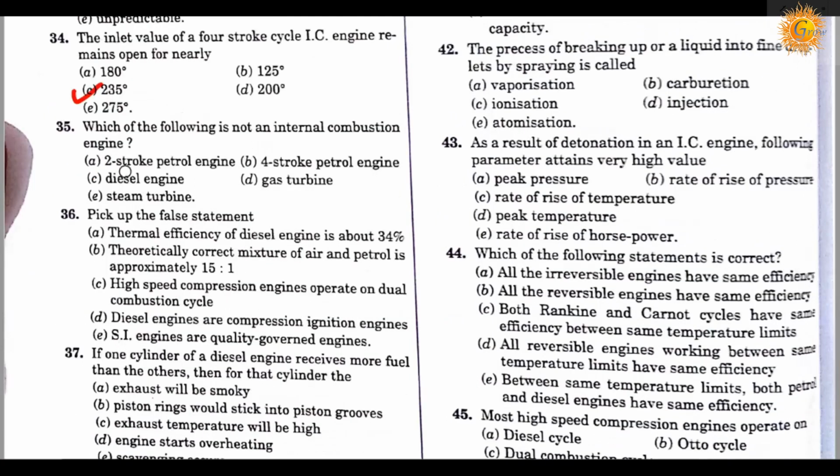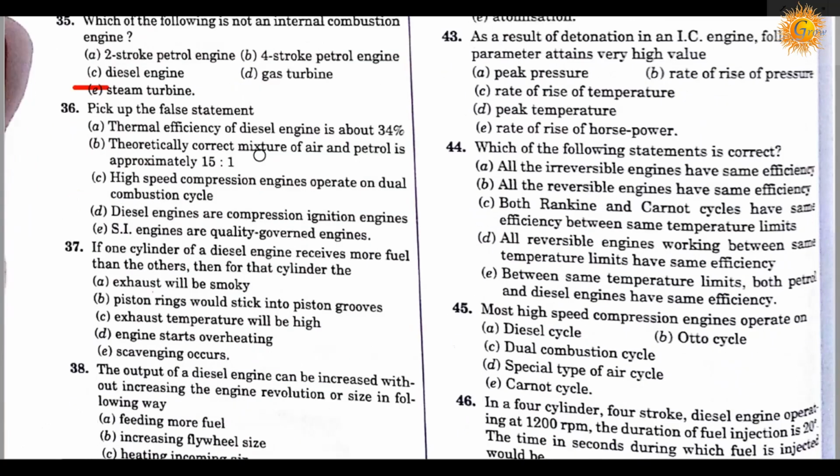Question number 35. Which of the following is not an internal combustion engine? Option A 2-stroke petrol engine, option B 4-stroke petrol engine, option C diesel engine, option D gas turbine, option E steam turbine. So the correct answer is E, because steam turbines are not internal combustion engines.